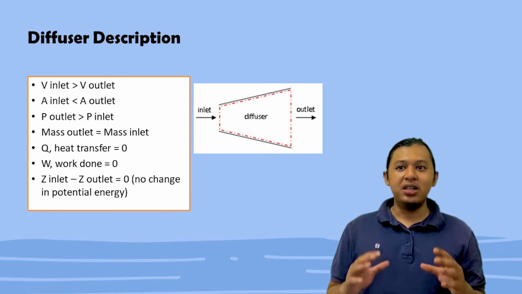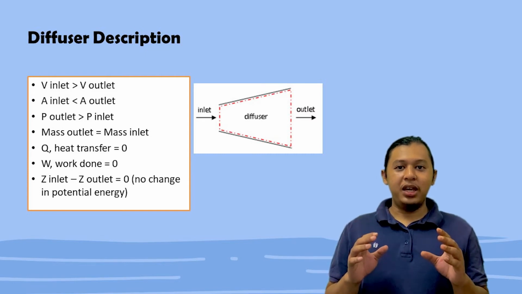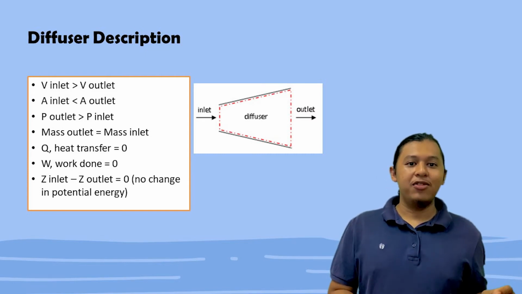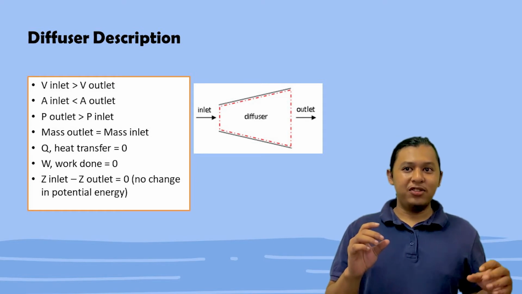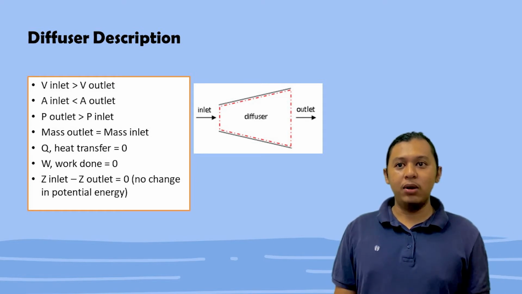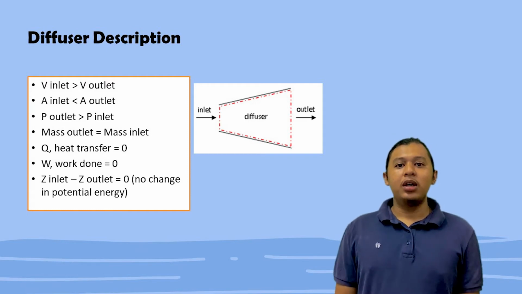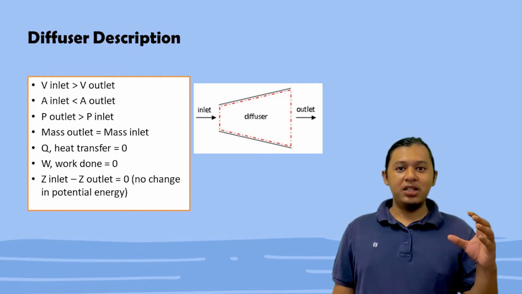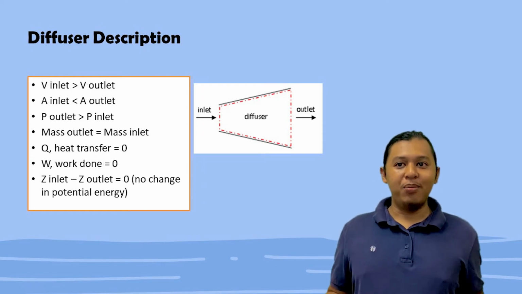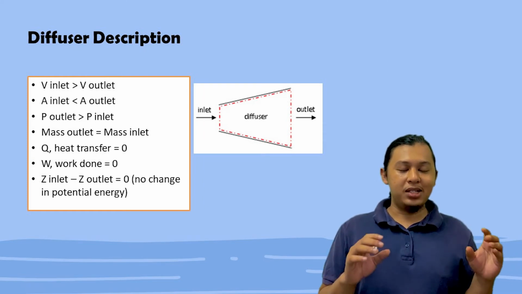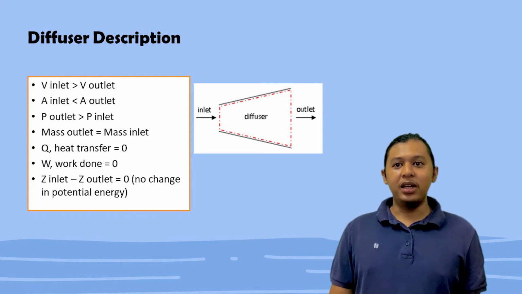Okay, for the diffuser, the velocity at the inlet is higher than the velocity at the outlet, and the area at the inlet is lower than the area at the outlet. Next, the pressure at the outlet is greater than the pressure at the inlet, and the mass at the outlet is the same as the mass at the inlet.